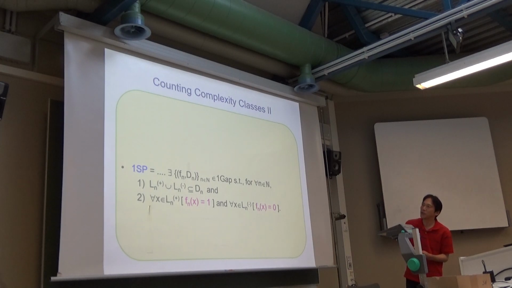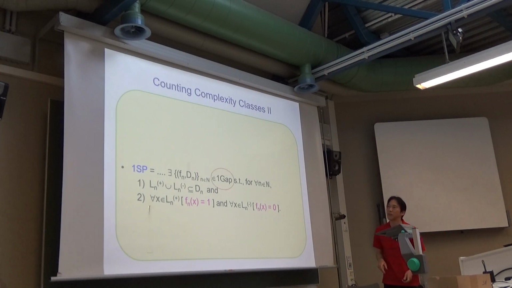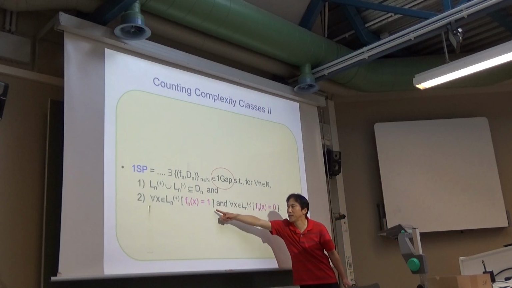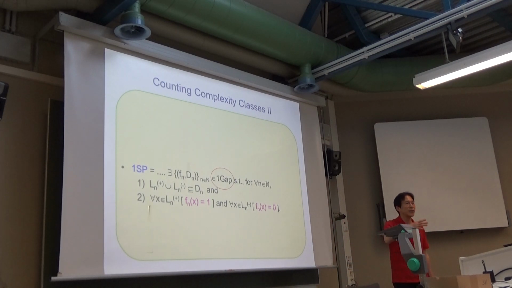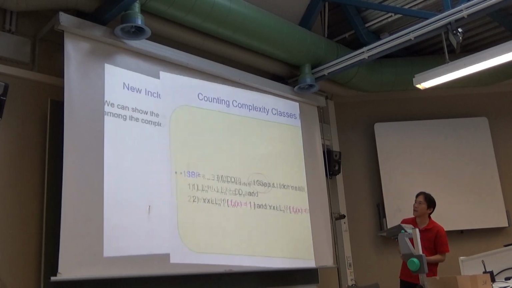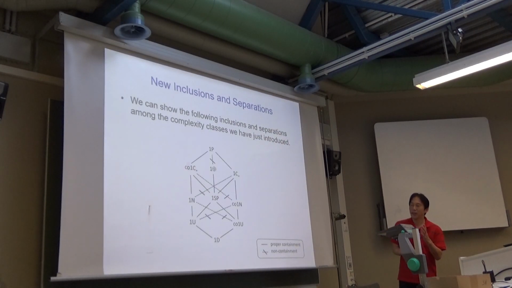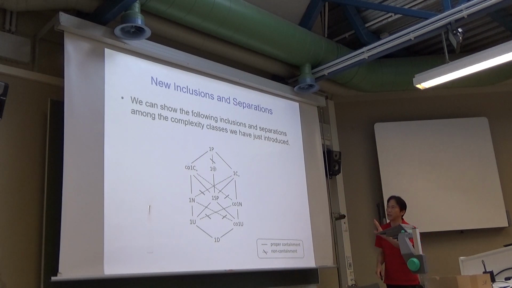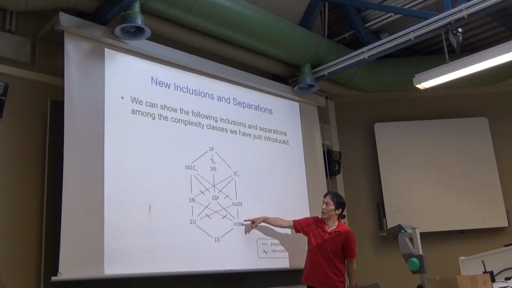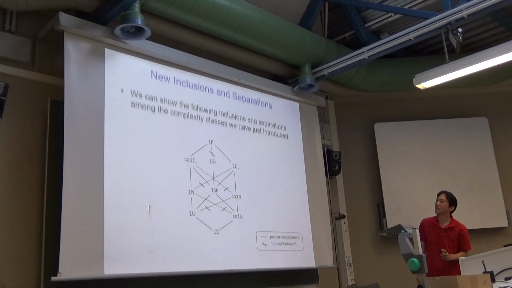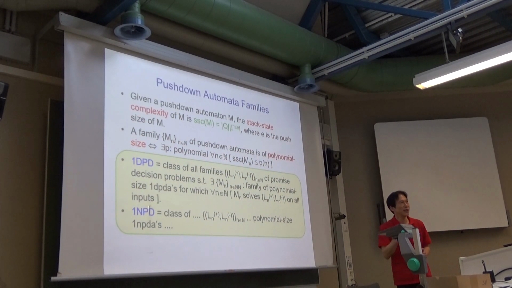If you just focus on this one here, compared to the previous 1U, the only difference is, the outcomes here are the same, 1 and 0. The only difference is one-gap. If you take a look at either a one-sharp function or a one-gap function, you actually define a completely different complexity class. In this work, I proved the separations and inclusions of all complexity classes, something like this one here, and 1D and 1N here, and so on.